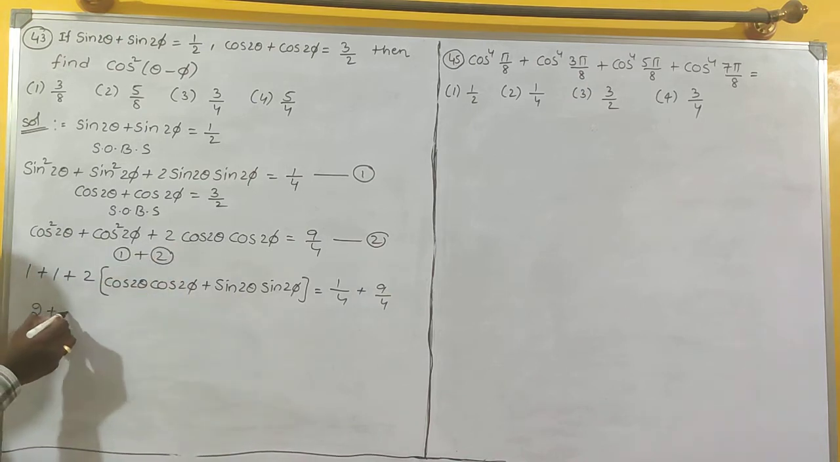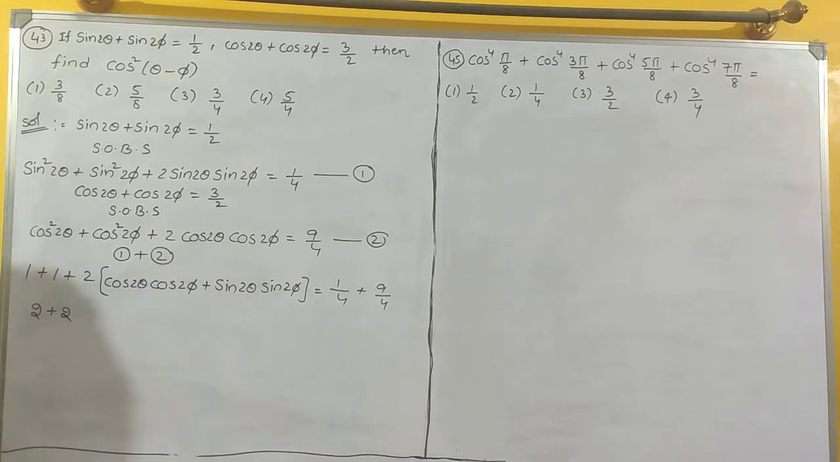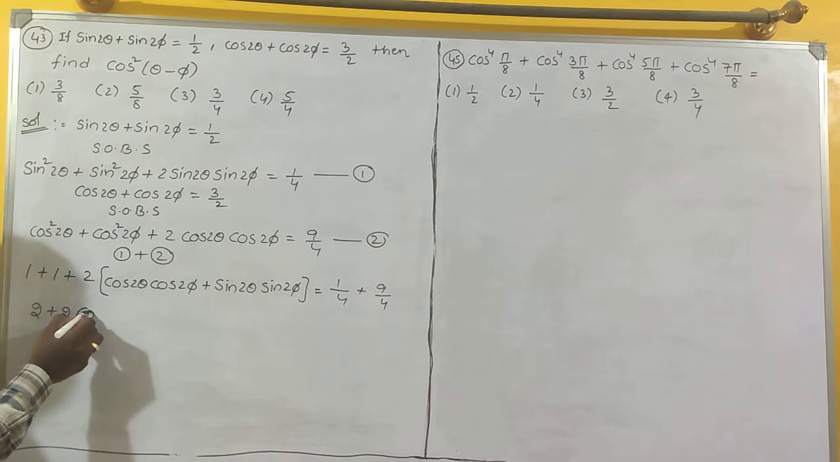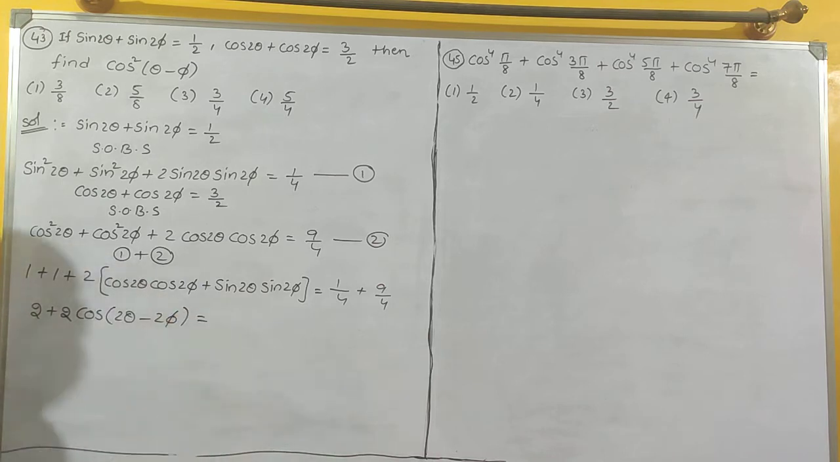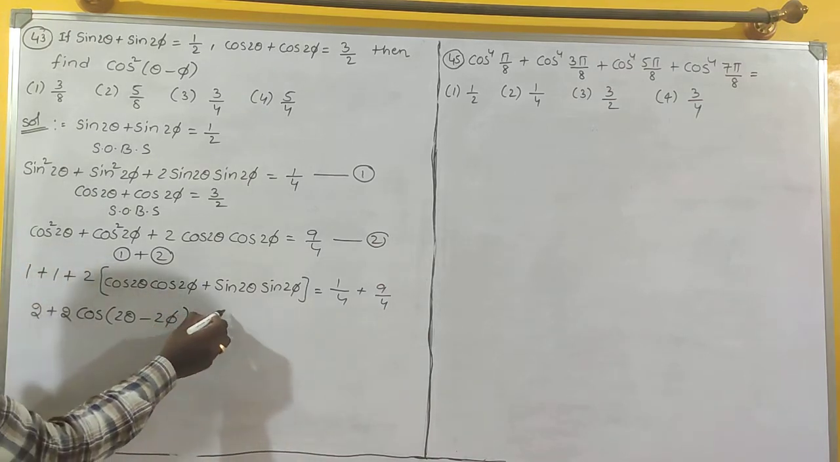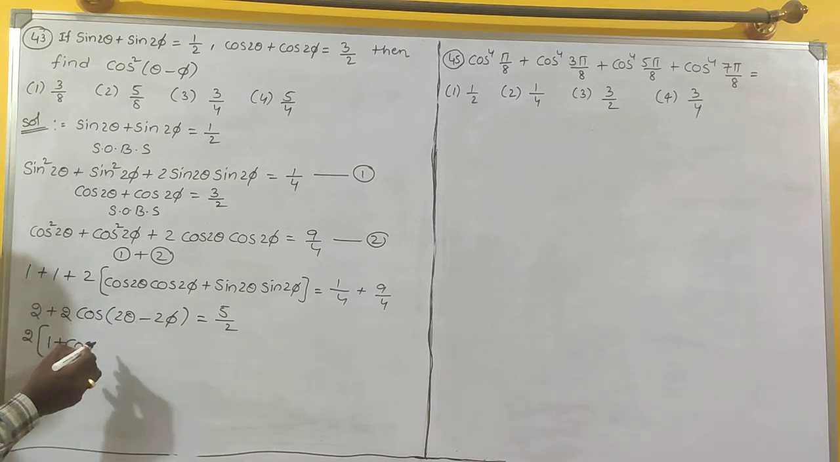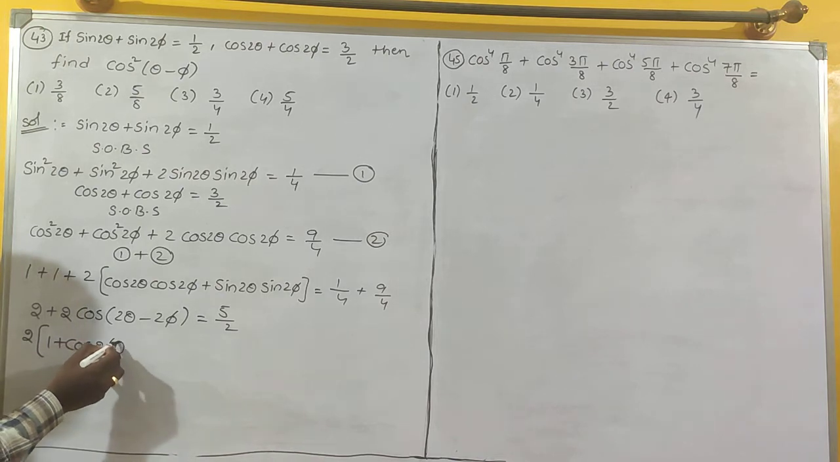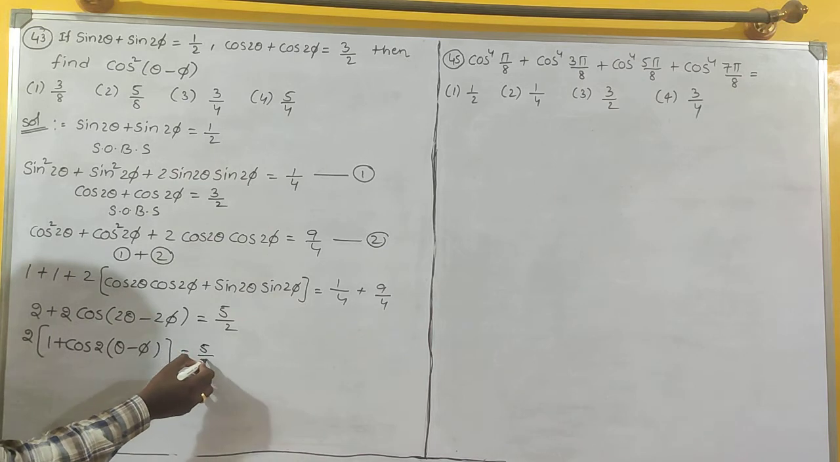Now what I can write? 2 plus 2 into, it is in the form of cos a cos b plus sin a sin b, cos of (a minus b). That equals to right side 9 by 4 plus 1 by 4, that is nothing but 10 by 4. 10 by 4 is nothing but 5 by 2. Now here you can take 2 common. 1 plus cos, here if you take 2 common, 2 into (theta minus pi). That equals to 5 by 2.